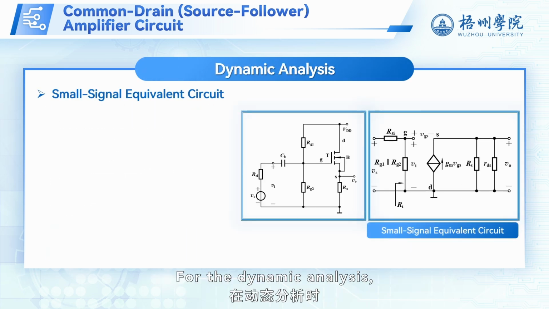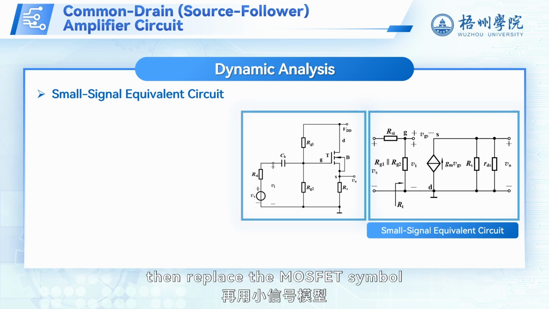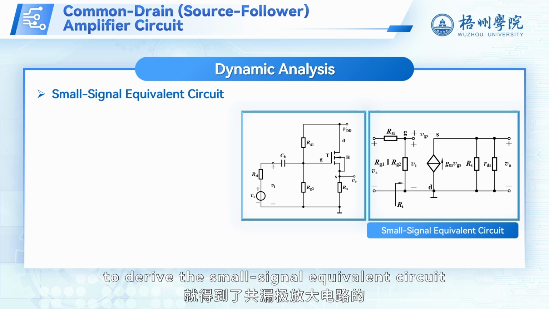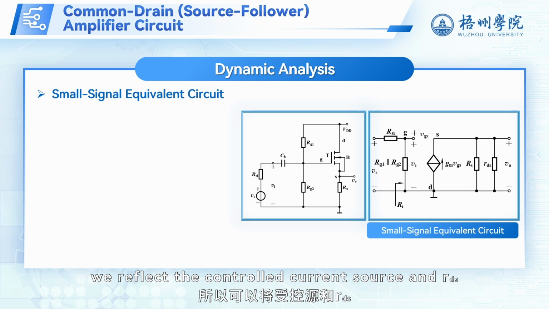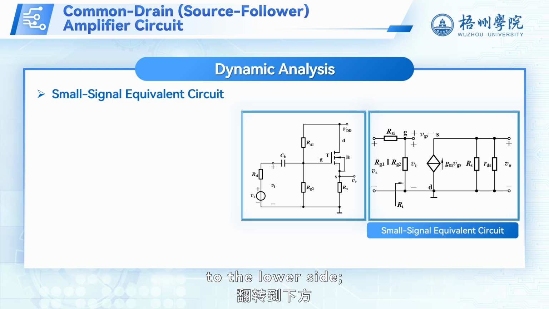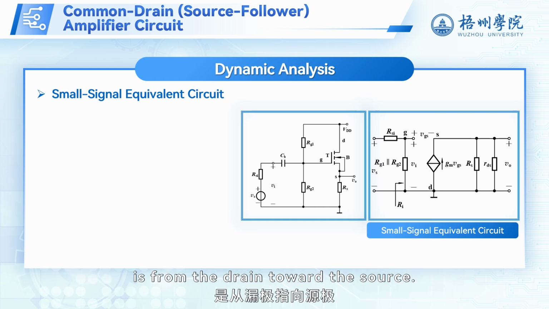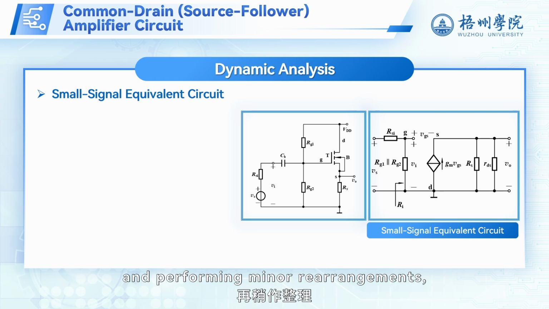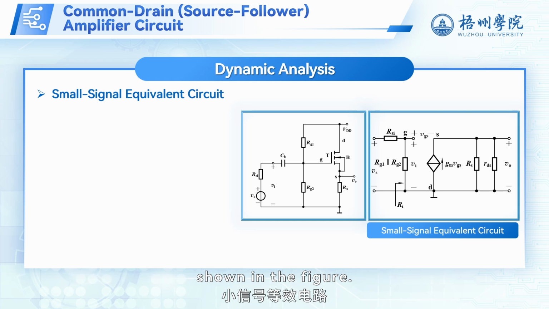For the dynamic analysis, we ground the DC voltage source to establish the AC path, then replace the MOSFET symbol with its small signal model to derive the small signal equivalent circuit of the common drain amplifier. Since the drain is at AC ground, we reflect the controlled current source and R sub ds to the lower side. Note that the direction of the controlled source is from the drain toward the source. By moving R sub s to the outer port and performing minor rearrangements, we arrive at the final small signal equivalent circuit shown in the figure.